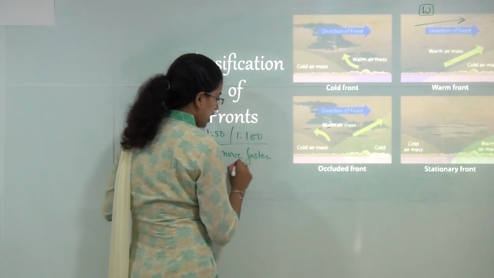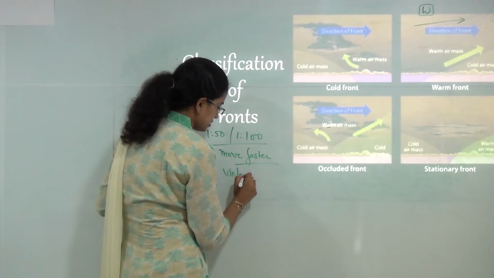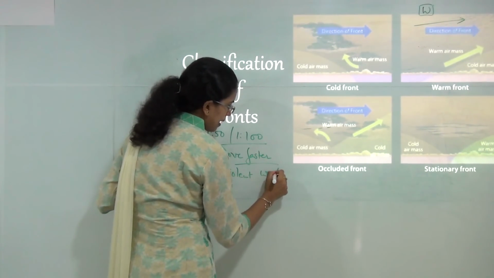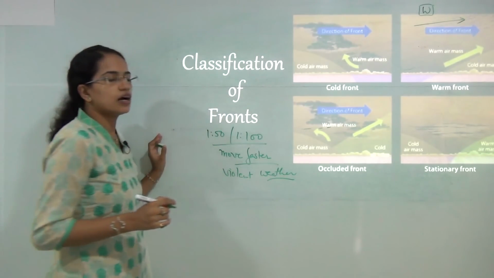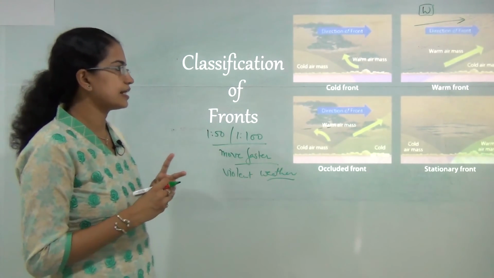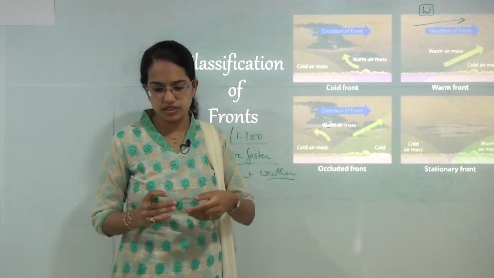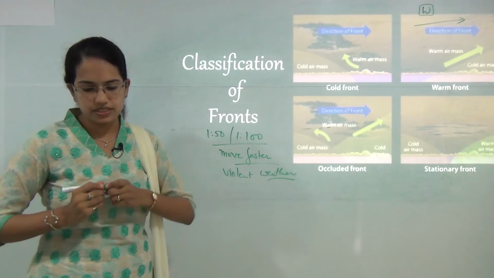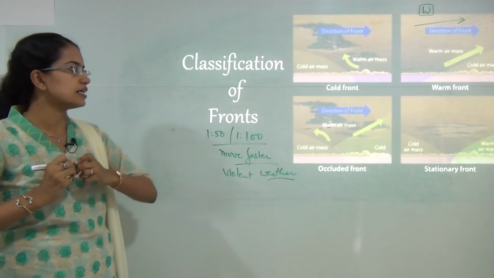As a result, you would have violent weather conditions. It might lead to thunderstorms. Cumulonimbus cloud formations can take place that can lead to heavy rainfall in this region. You would also have formation of squall lines that takes place here in this region.